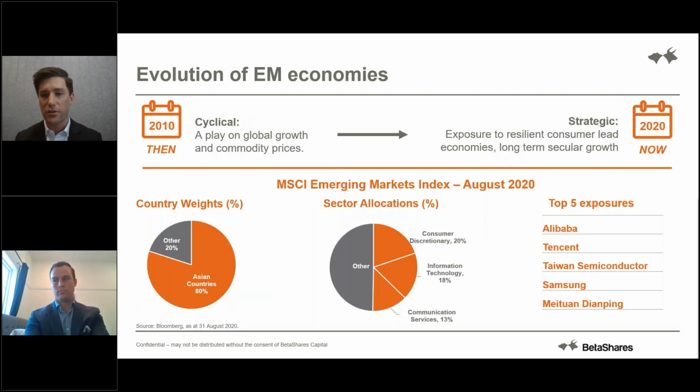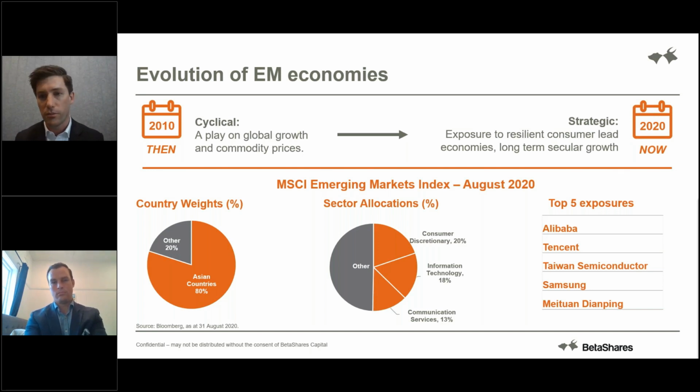The other key thing to note on emerging markets is how they've changed. If you go back to 2010 or 20 years ago even, we saw that emerging markets were a tactical play. These economies were based on cheap manufacturing and commodity exporting. And so if you were looking to take a position in emerging markets as an investor, it was a short-term play on global growth, trade, commodity prices. Today, emerging market economies are a strategic exposure.